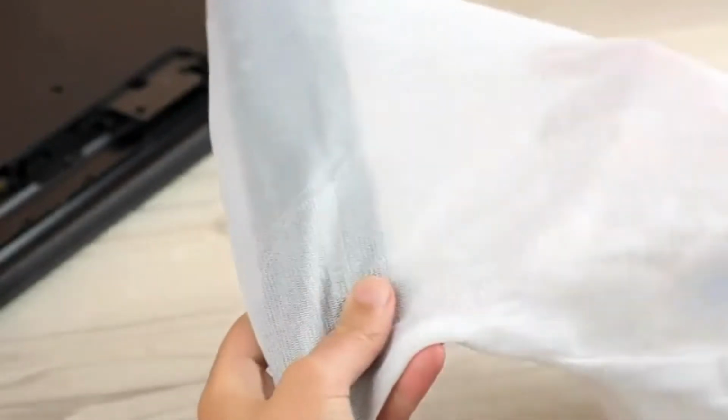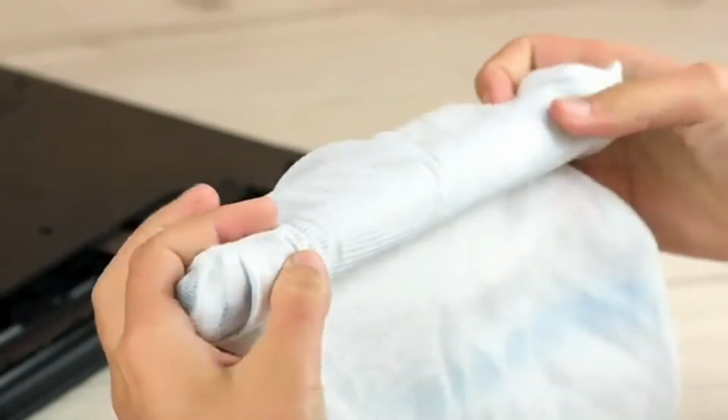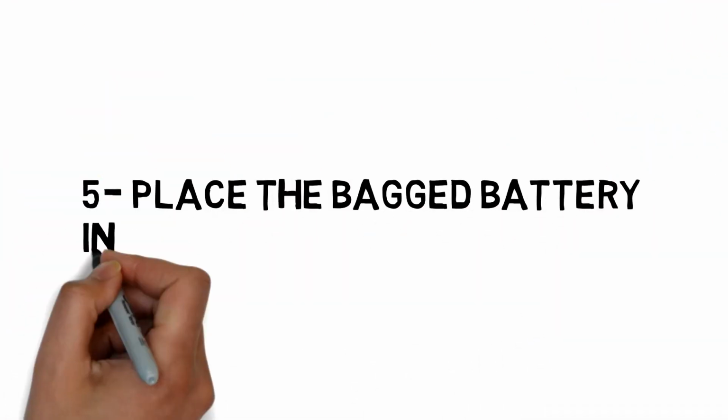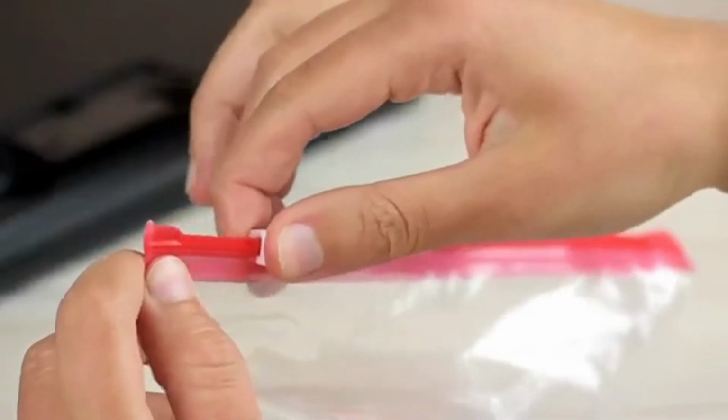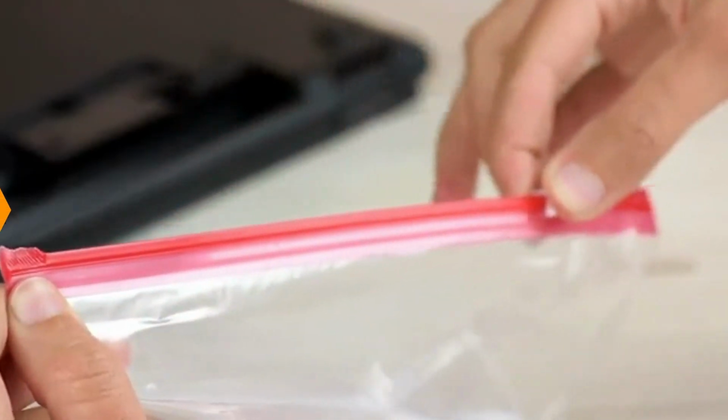You'll want to do this to add a buffer between your battery and the second bag you'll use. This will ensure that the battery doesn't get damp while freezing. Avoid using a regular plastic bag for this, as the battery may accumulate moisture in such a bag.